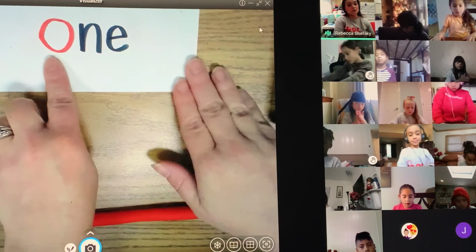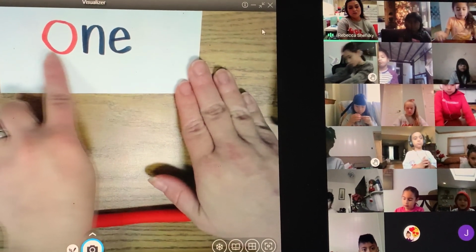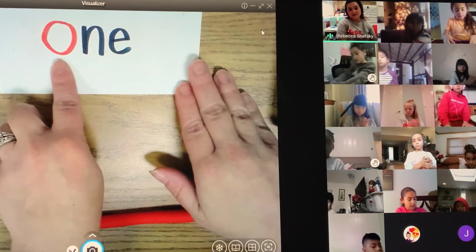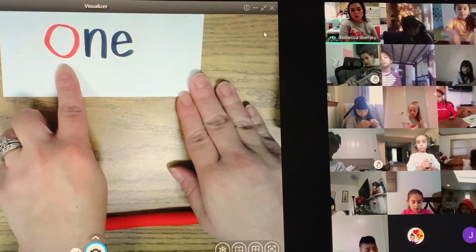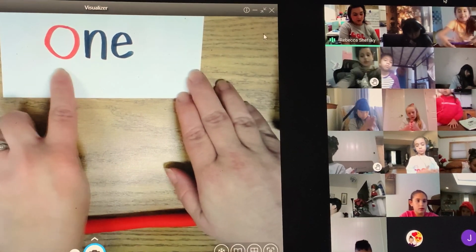Now this word is a rule breaker. So these letters don't really say, all of them don't really say what they're supposed to, right? We already said that the O kind of sounds like a W. Whoa. So, but it's not a W, it's an O.